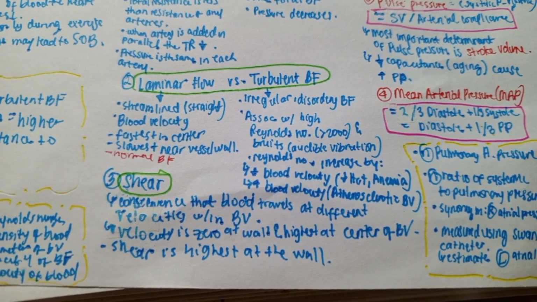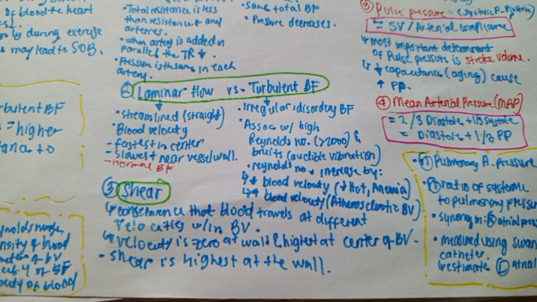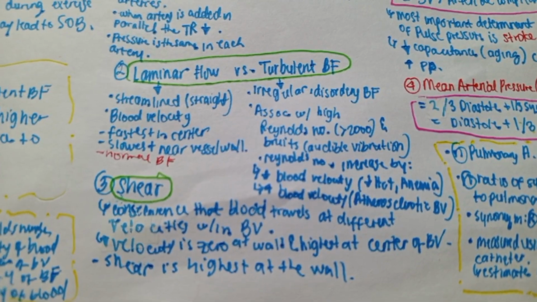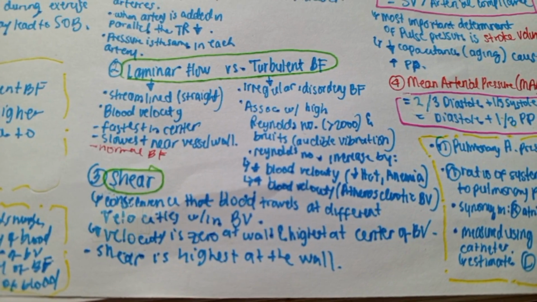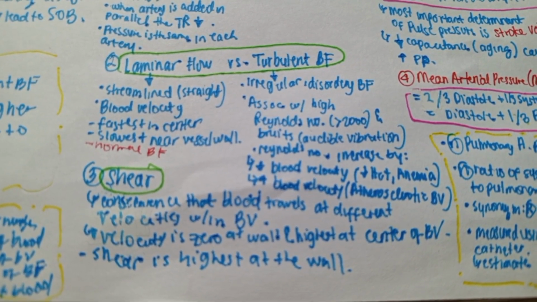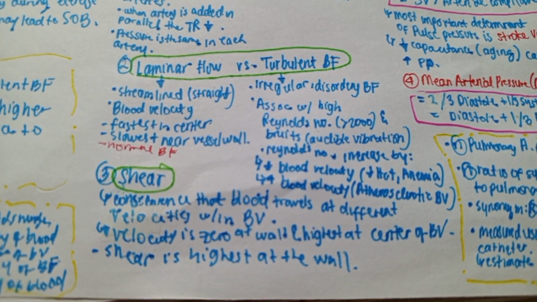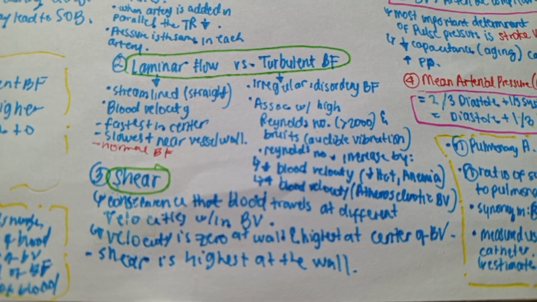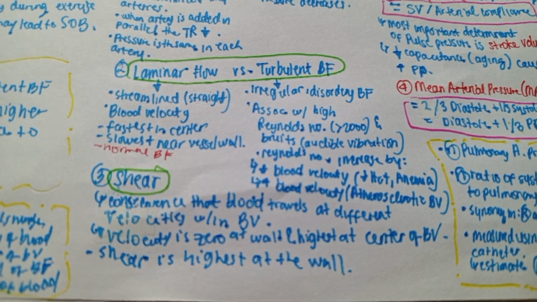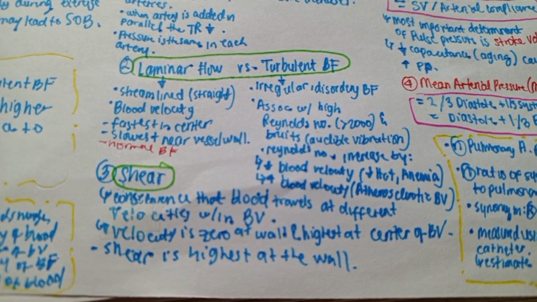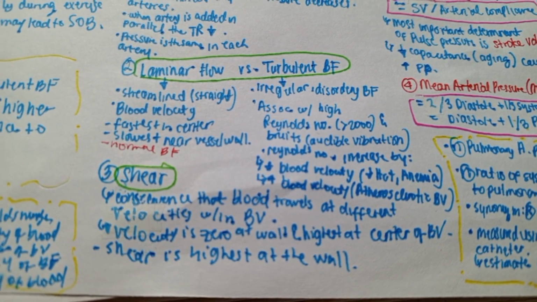Another one in the resistance, we'll be discussing the shear. So this shear is the consequence that blood travels at different velocity within the blood vessel. So this is shear. The velocity is 0 at the wall and highest at the center of the blood vessel. But in shear, it is highest at the wall.